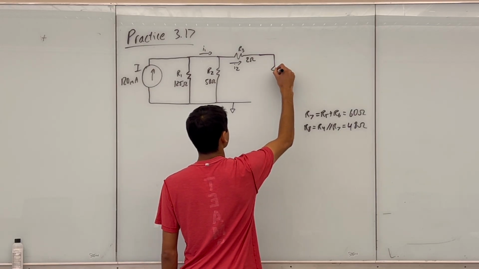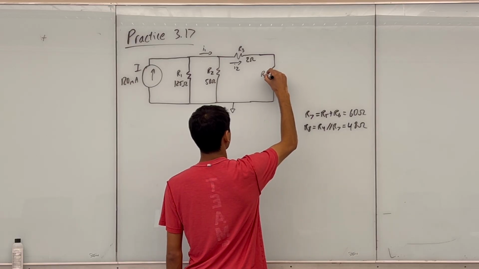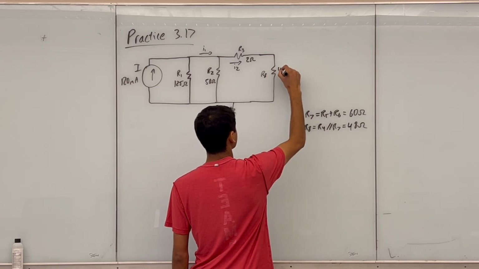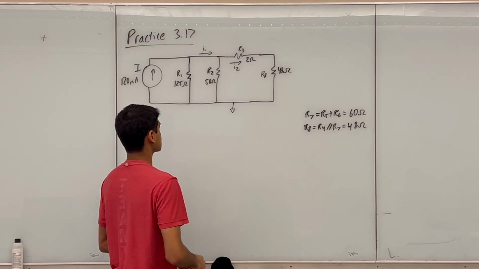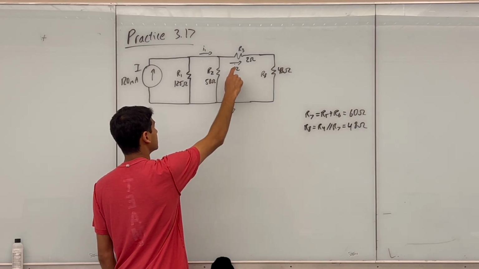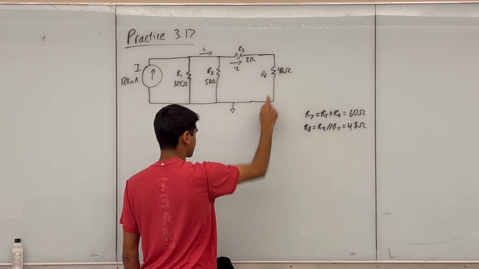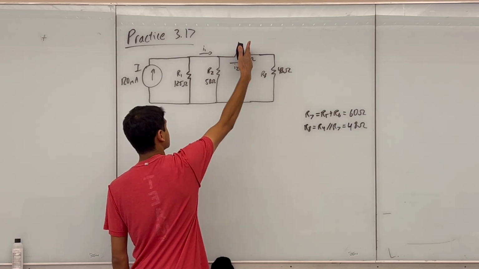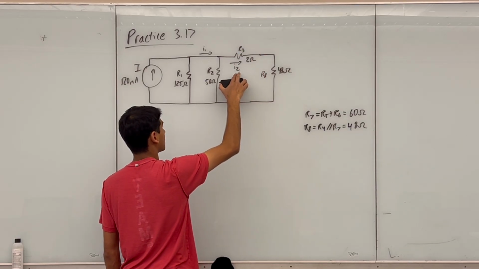And I'll replace it with a resistor that's labeled R8. That's 48 ohms. Okay. And the next thing I notice is that this current I2 is actually going through both this 2 ohm resistor and this 48 ohm resistor. So I can actually combine these two resistors in series while keeping I2.